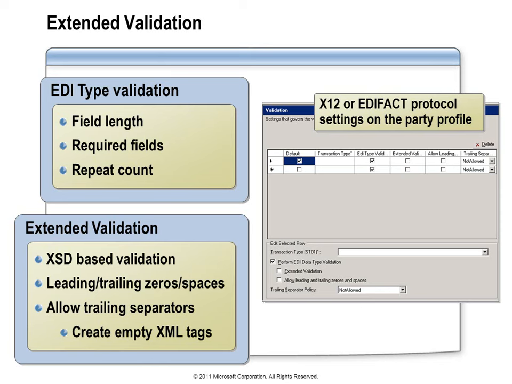So you can see in the dialog to the right, down near the bottom, that we're specifying the settings here. And in this case, the item that's selected up above is checked as the default. And so these settings would apply to any kind of transaction set. But you'll notice the second column is the transaction type, which means that we can add rows here with different transaction types. And then as we go through, each of those transaction types can have different settings around the validation, around the leading and trailing zeros and spaces, and the trailing separator policy. And we can edit that information for each of those different transaction types.